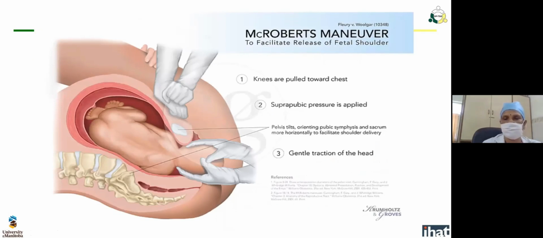And this picture is showing that first you give the McRoberts maneuver, thereafter you give the suprapubic pressure simultaneously. Both can be given simultaneously. And the other person is giving gentle traction on the head. So when you do these three processes, then 90% of deliveries can be done.